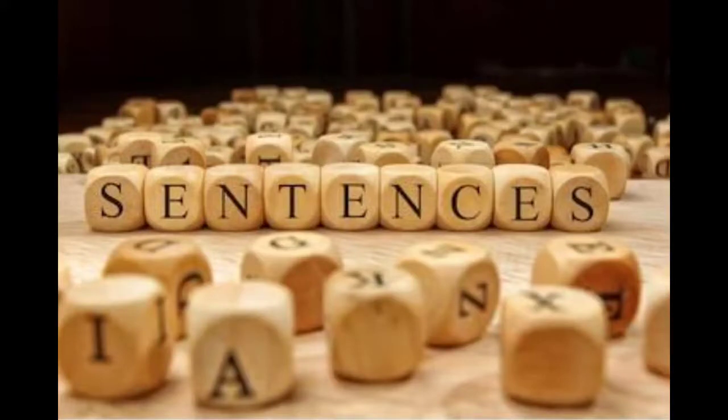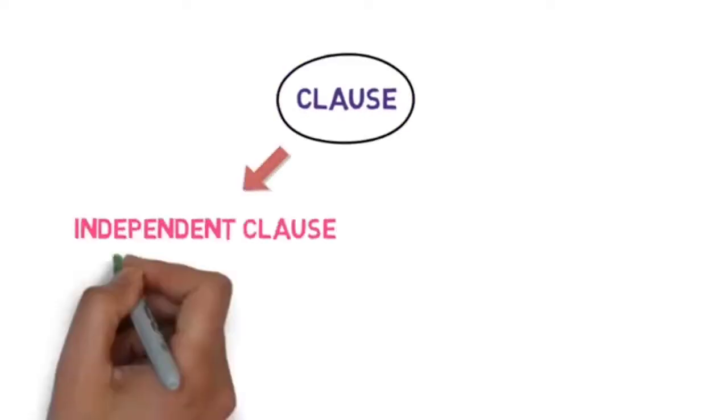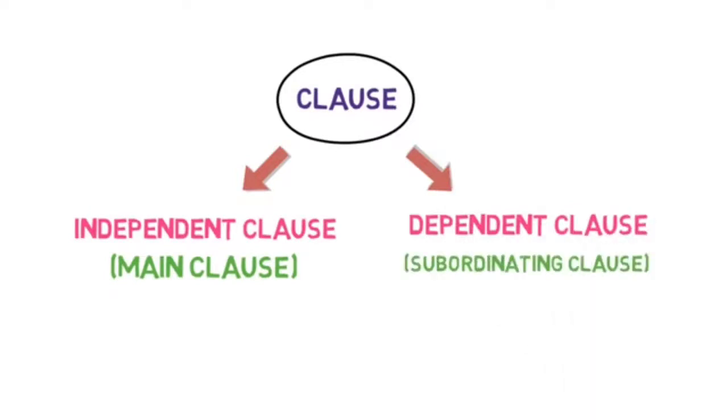Children, before starting this topic, sentences, you must know what is meant by a clause. Let's listen and watch this video to understand it. Children, there are two types of clauses. What are they? Clauses are divided into two types. First one is the independent clause, that is the main clause. Then the second one is the dependent clause, that is the subordinate clause.